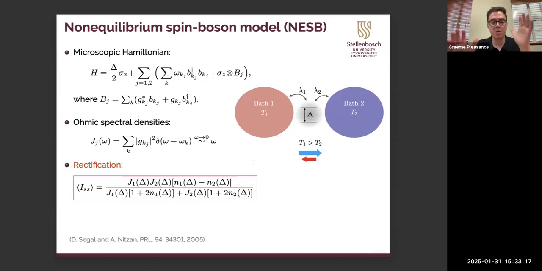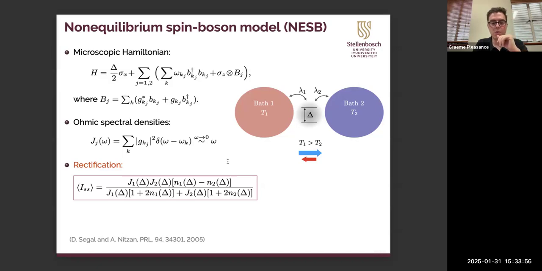In this weak coupling framework in which we can apply these master equations, you can derive an expression for the steady state heat current for this model. It has this expression here, which is what's derived in this paper. It depends on the spectral densities of each of the reservoirs, and these n's here are just the Bose-Einstein distributions of each of the reservoirs. So it gives us the population distribution of each reservoir at a particular temperature.